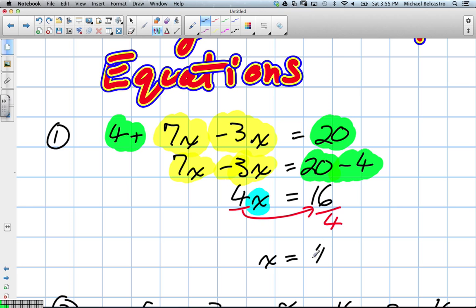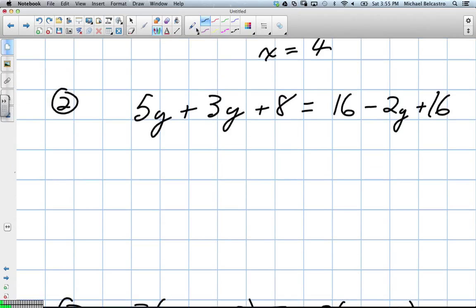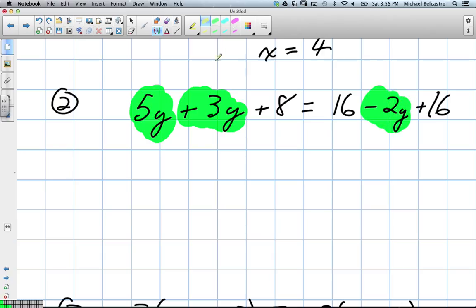That's right. And if we plugged it back in, we check and get the right answer. Okay, here's another one. Again, same idea. We want to get all of our like terms together. So what are like terms here? We have 5y, 3y, what else? Negative 2y. Is that it for those? Yeah. And then what other like terms? 8, 16, and 16. Great.